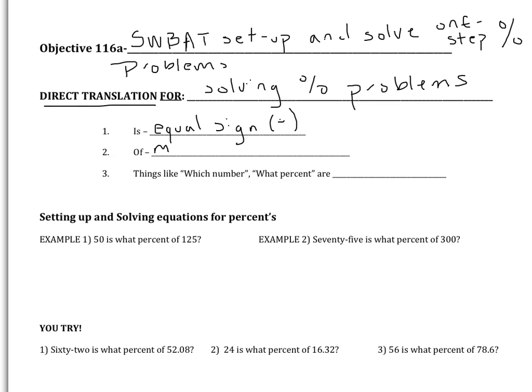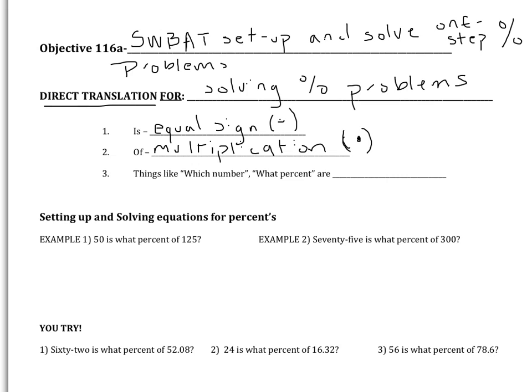Now, we've talked previously that sometimes "of" can mean different things. For example, when we talked about translating expressions, "of" often meant to put parentheses. When we see the word "of" in a multiplication percent problem, we're going to know that it means multiply. So "of" is going to mean to multiply.